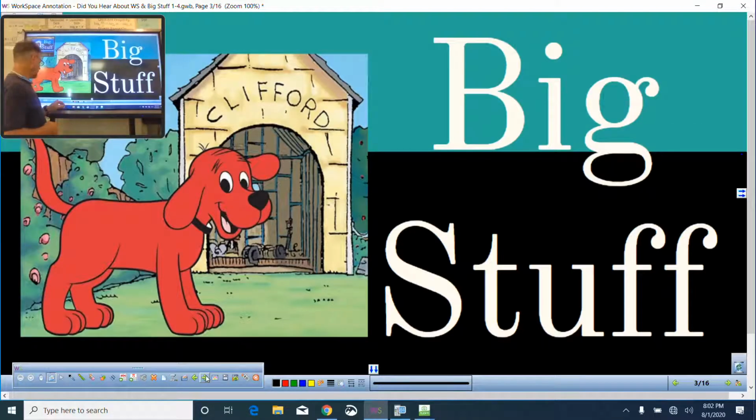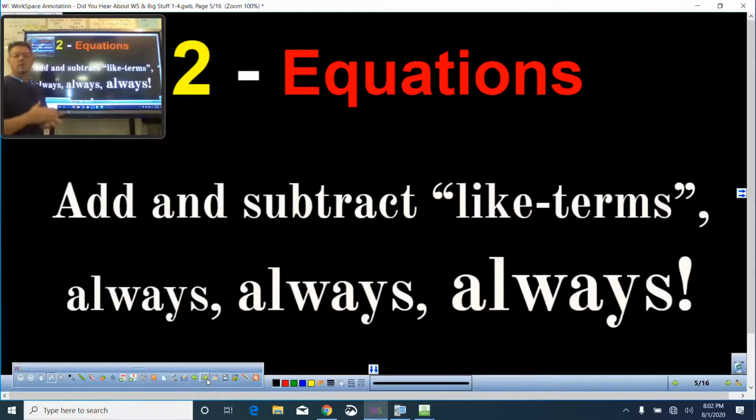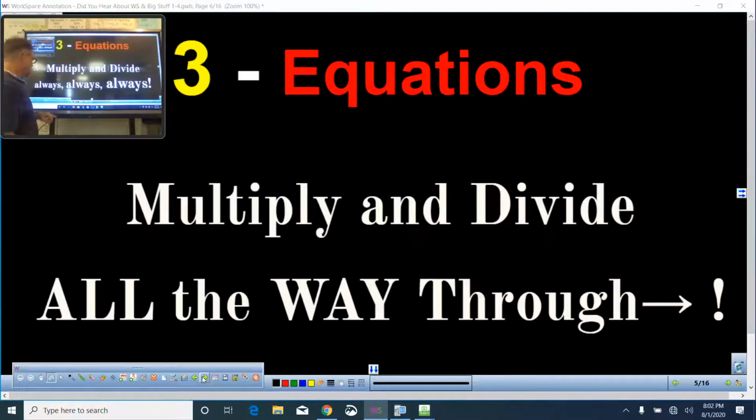Number one, because we've already done an overview in the previous video: what you do to one side, you're going to do to the other side of the equation. Number two is always add and subtract like terms. Always, right? Never, ever unlike terms, correct? And then number three, we're going to multiply and divide all the way through, whether that be our parentheses, like distributive property, or through the entire equation, all the way through when we multiply and divide.